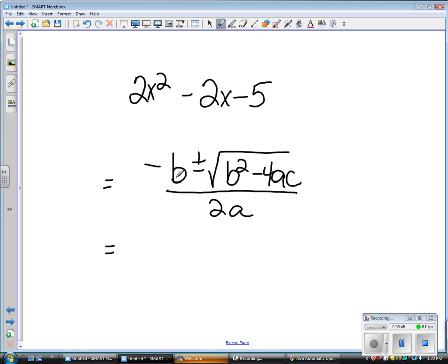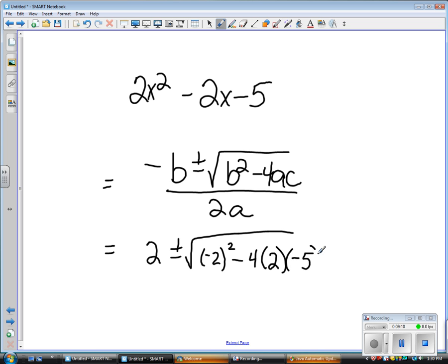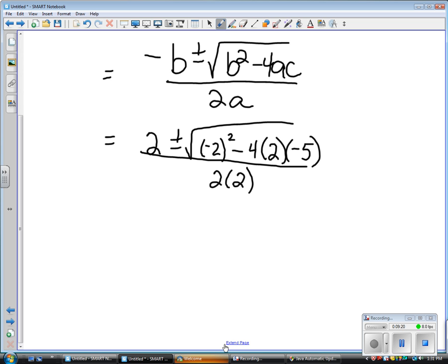What is b? Negative 2. So I need the opposite of negative 2, so that is positive 2. Now this one didn't tell me to use the opposite of b, it said to actually use b. So b was negative 2. So that's negative 2 squared minus 4. What's a? 2. And what's c? Negative 5. All over 2a, which was 2. Everybody good? That's all I did was substitute in.